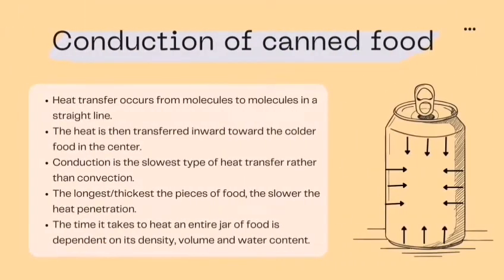Conduction of canned food. Heat transfer occurs from molecules to molecules in a straight line. The heat is then transferred inward toward the colder food in the center. Conduction is the slowest type of heat transfer compared to convection. The longer or thicker the pieces of food, the slower the heat penetration is. The time it takes to heat an entire jar of food is dependent on intensity, volume, and water content.